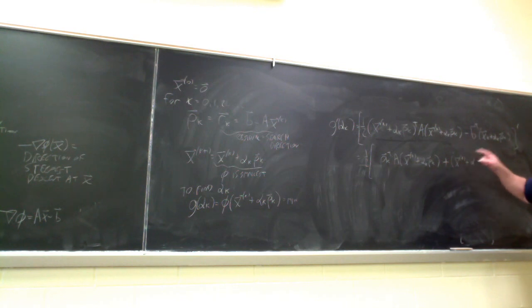How come we can skip over differentiating A? It doesn't involve a variable, it's constant. Okay, so we have A times alpha k pk. And then we only have to differentiate this. And B transpose is a constant? Yep.